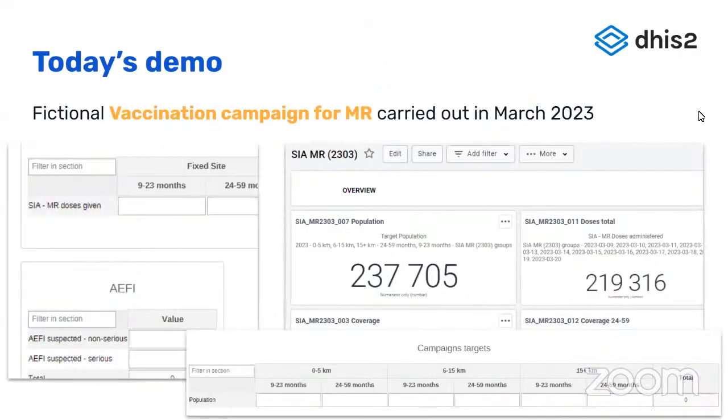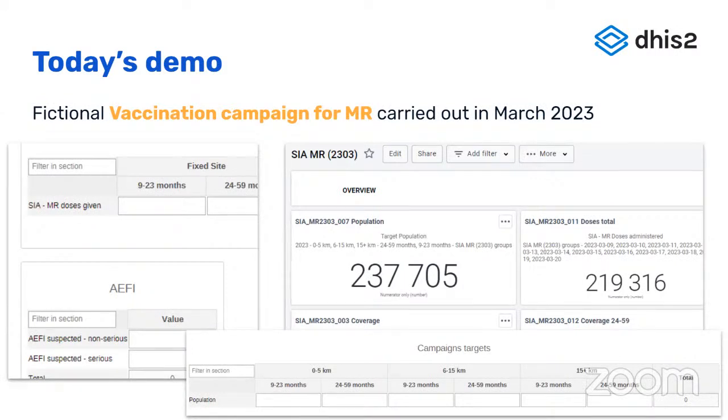So what are we going to see today in the demo? It's going to be about fictional data, of course, and about some fictional campaigns that can happen. But in general, we're going to give an example of an MR vaccination campaign that was carried out in March 2023.